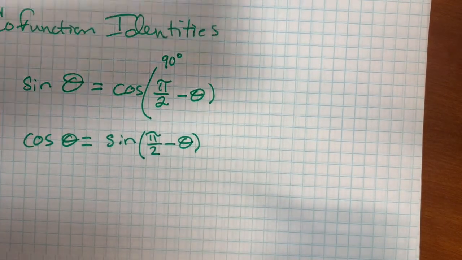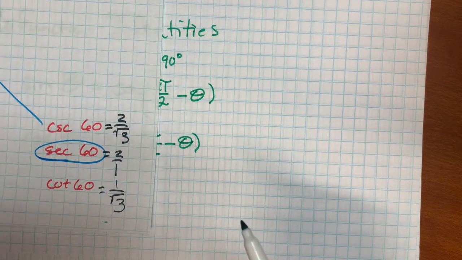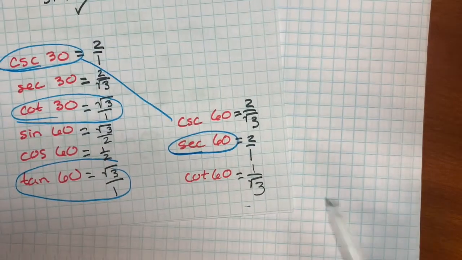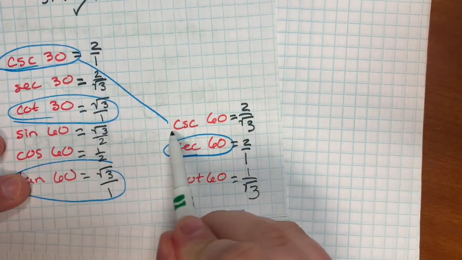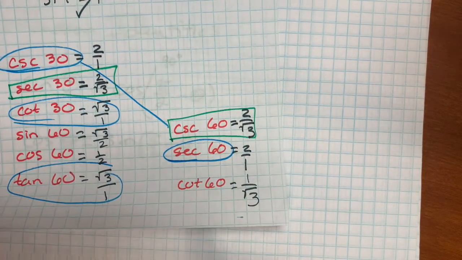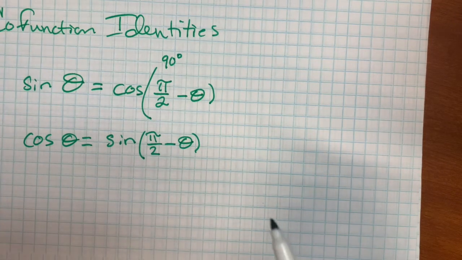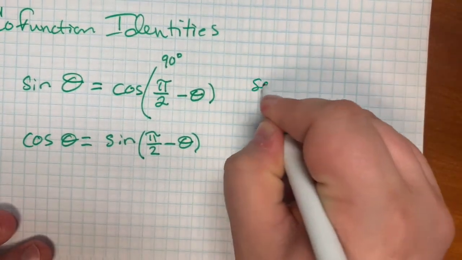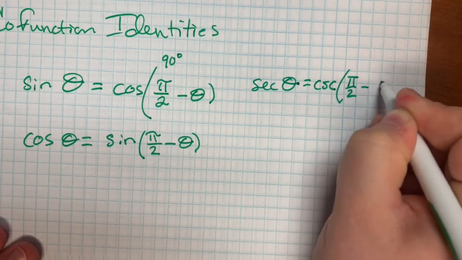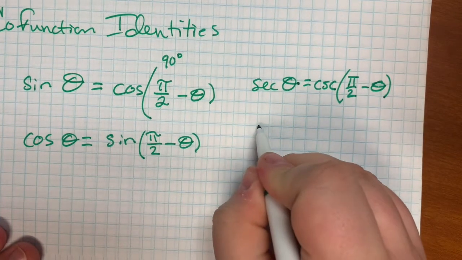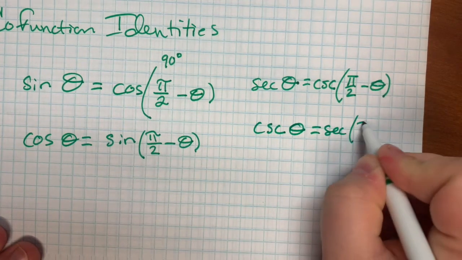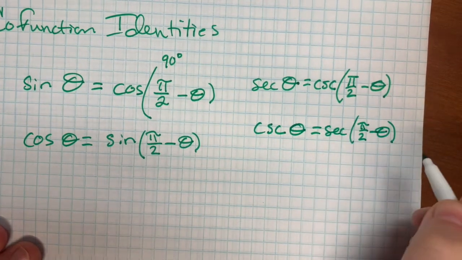And where does that play out? Well, we see this with cosecant and secant. So let me give you that one. Secant of theta equals cosecant of pi over 2 minus theta. And cosecant of theta is secant of pi over 2 minus theta.